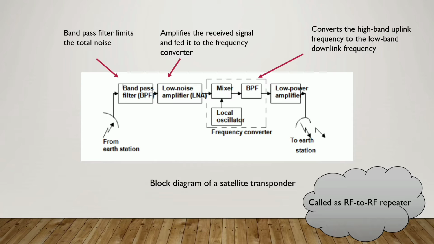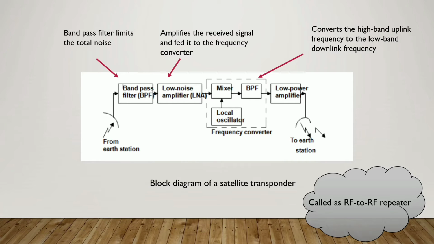Okay, this is the diagram of a satellite transponder. The signal from the Earth station will go through the band pass filter, which limits the total noise. Then it will go to the low noise amplifier, LNA. It will amplify the received signal and feed it to the frequency converter. In the frequency converter, it has a mixer, local oscillator, and BPF.